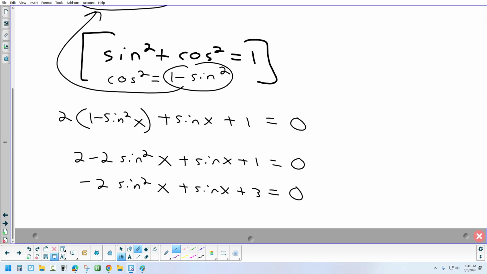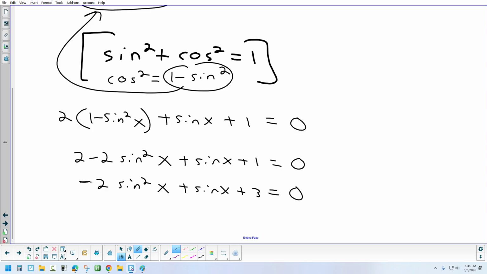You never want a negative in front of the x squared. That's going to mess up all the rules you know about signs and factoring. I'm not saying you can't do it, but it's just not as easy. So how can I get rid of this negative in front of the sine squared? Yeah. Multiply everything by -1.